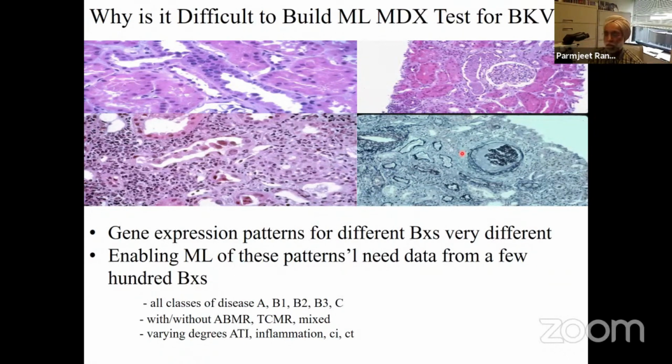So to get those few hundred biopsies, to let the machine recognize all these variations, we need all classes of disease, A1, B1, B2, B3, C, with ABMR, without ABMR, varying degrees of injury, inflammation, fibrosis. But the studies of that rigor have not yet been done. So I do not believe actually that there is a good test available out there as of today.